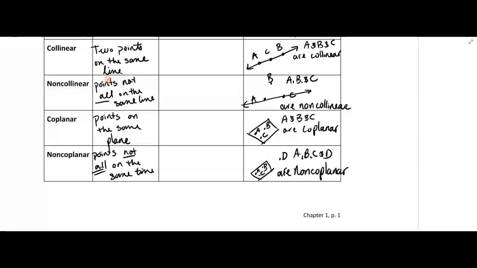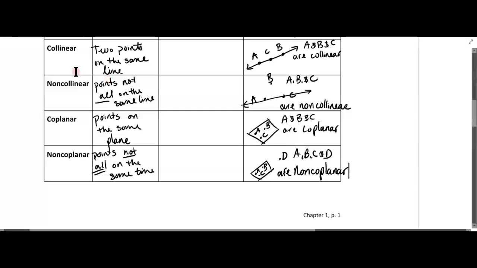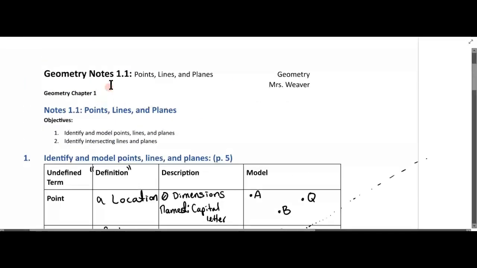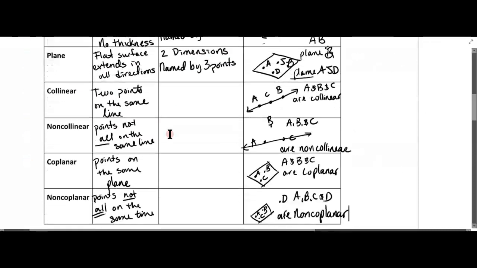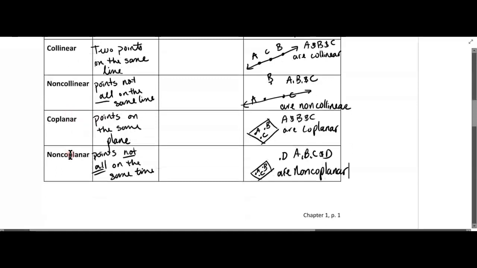All right, that is our 1.1 Part 1 lesson here, identifying and modeling points, lines, and planes, and whether our points are collinear or non-collinear, and whether points are coplanar or non-coplanar.